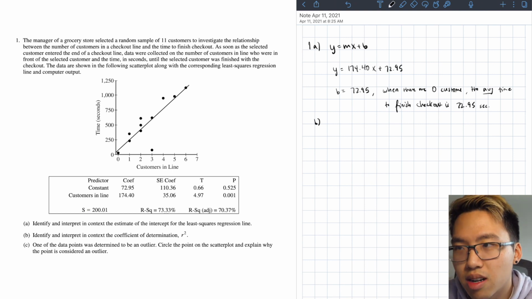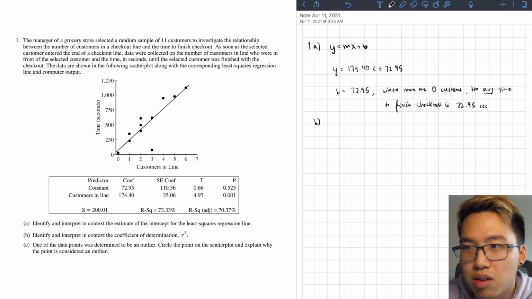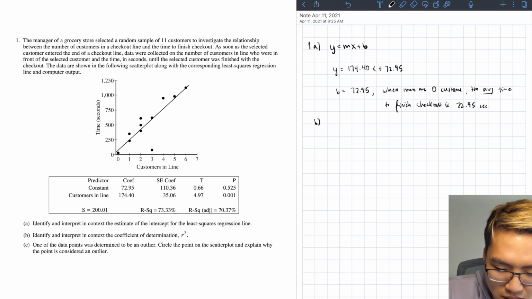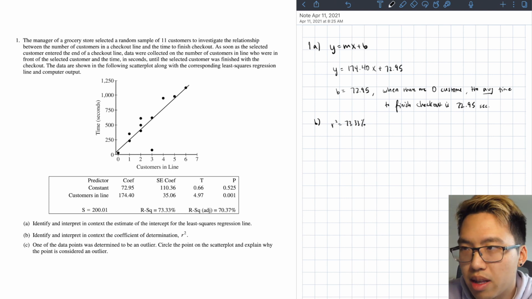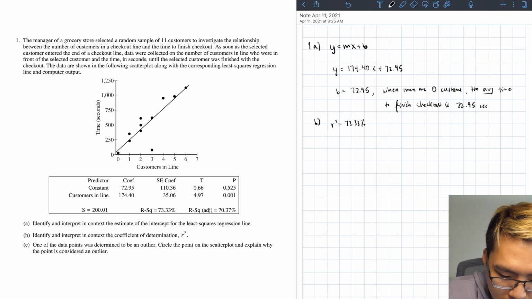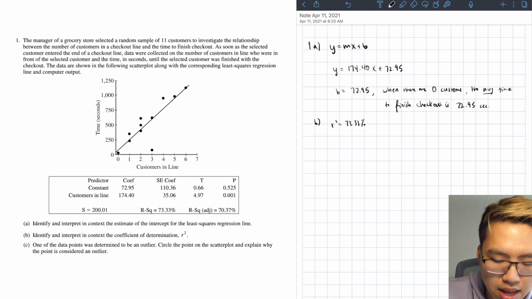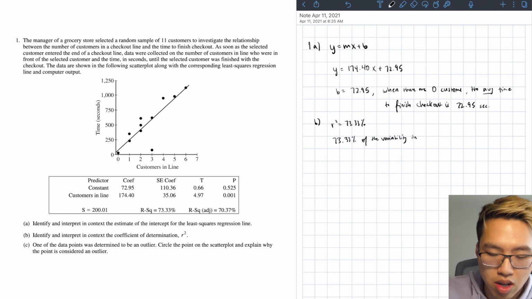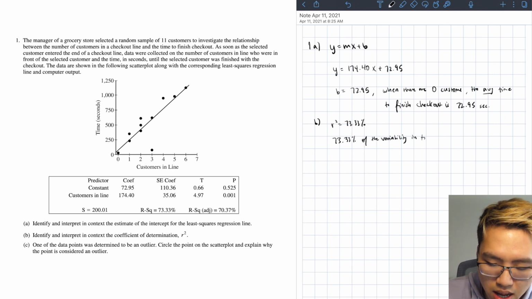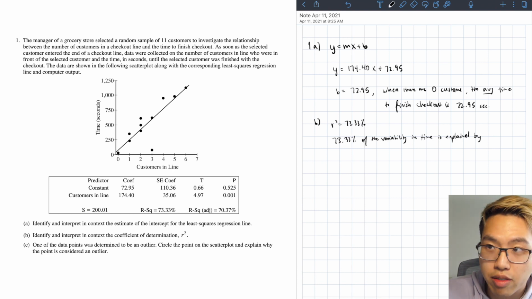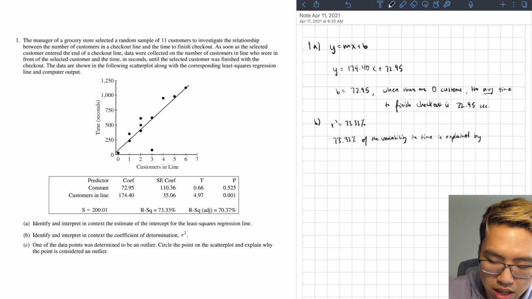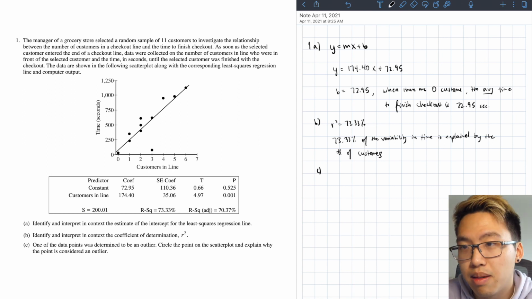So part B, identify and interpret in context the coefficient of determination, r squared. To identify it, it's pretty easy because in the table they tell us r squared is equal to 73.33%. We're not going to worry about the adjusted r squared for now. How you interpret this coefficient of determination is you can say 73.33% of the variability in your dependent variable, your y variable, in this case the time to finish checkout, is explained by the independent variable, or your predictor variable, or your x variable. There are a lot of different names, but in this case it would be the number of customers. Okay, and I think that's it for part B.